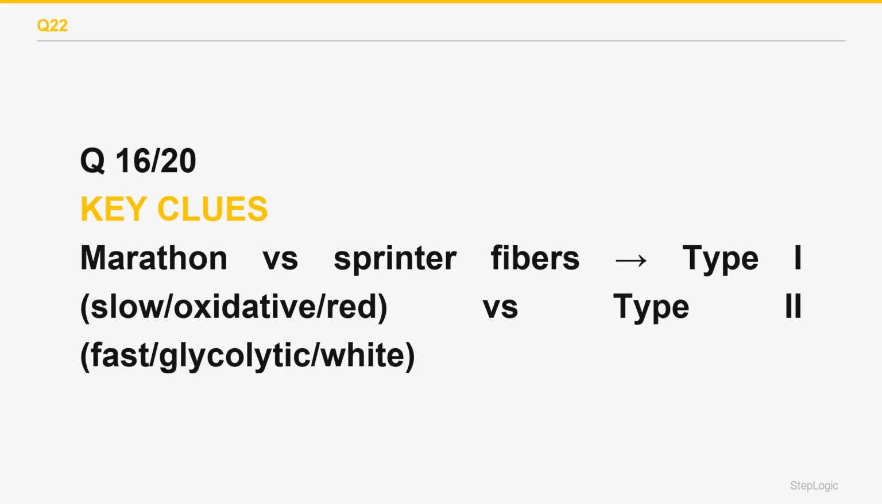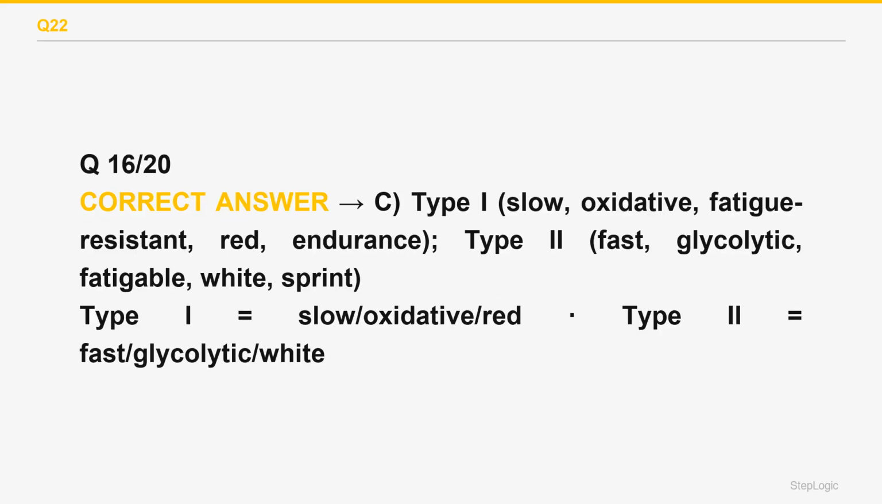Type 2, fast twitch fibers, rely on anaerobic glycolysis. They have fewer mitochondria and less myoglobin, a whiter appearance, contract rapidly and powerfully, but fatigue quickly, ideal for short bursts of power, like a sprinter's muscles. The correct answer is C.